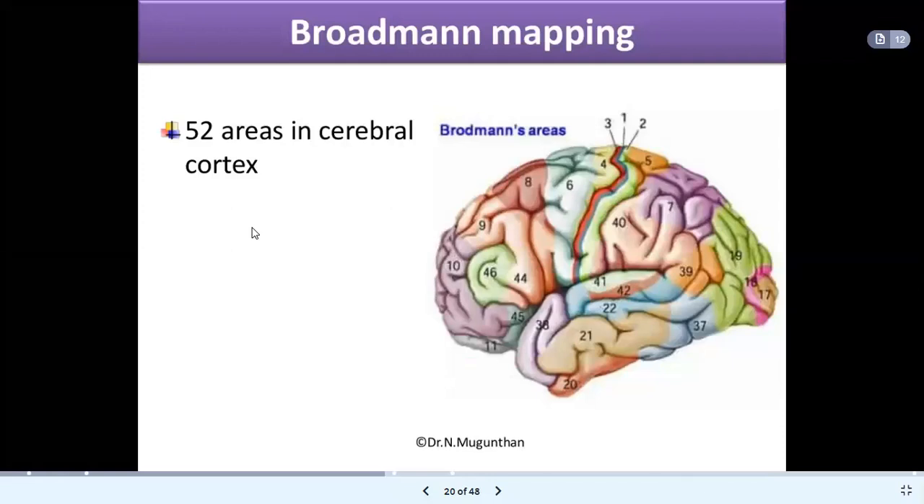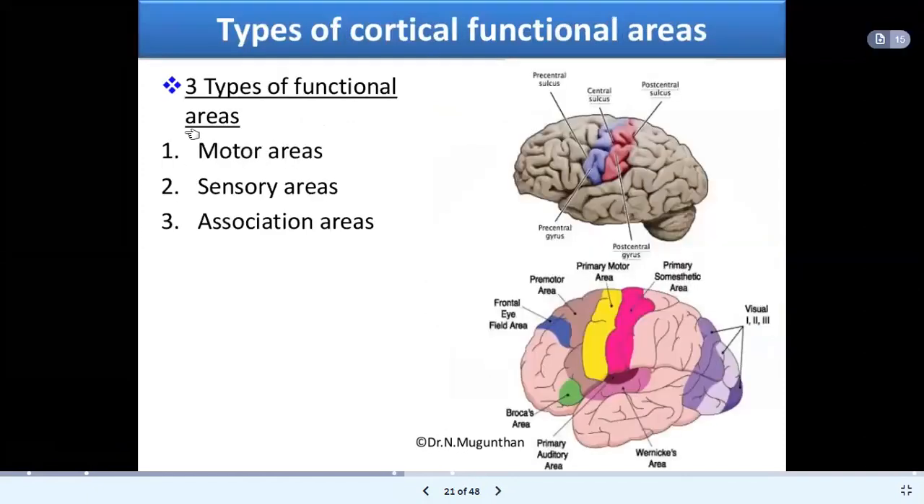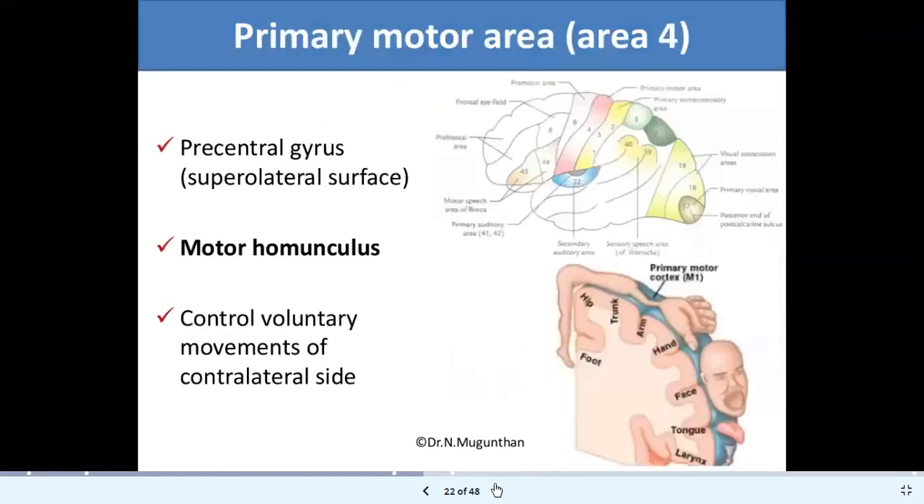Now let us see the various functional areas that we see in relation to the sulci and gyri. We have 52 Brodmann's areas in the cerebral cortex. Three types of functional areas are classified: motor areas, sensory areas, and association areas. Everything is numbered.